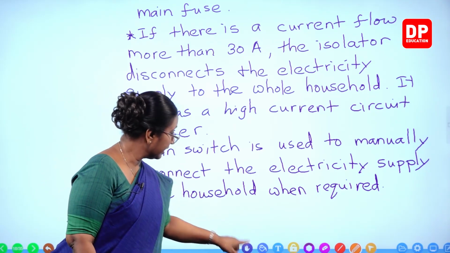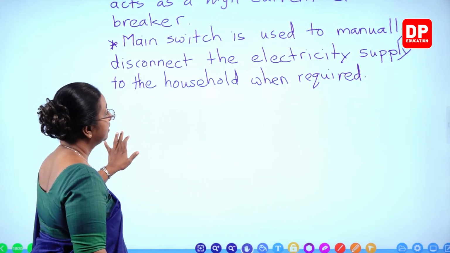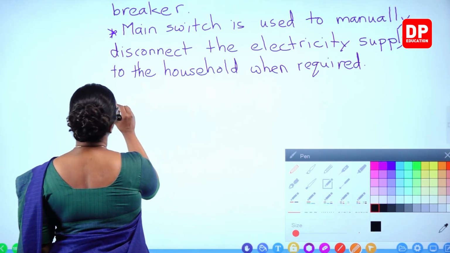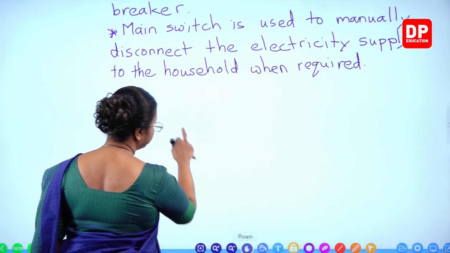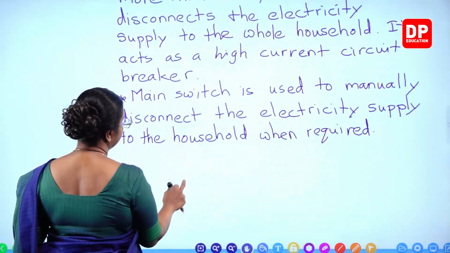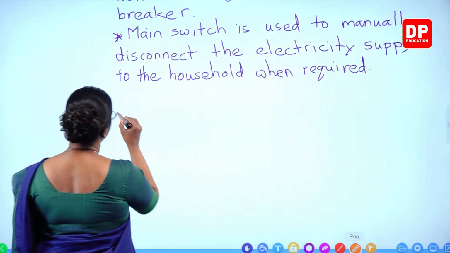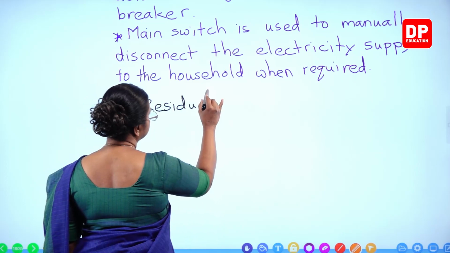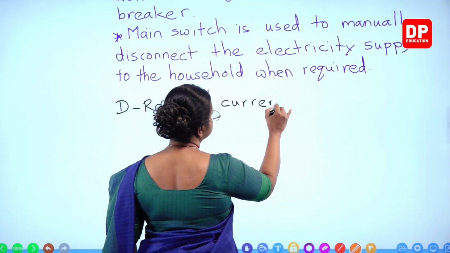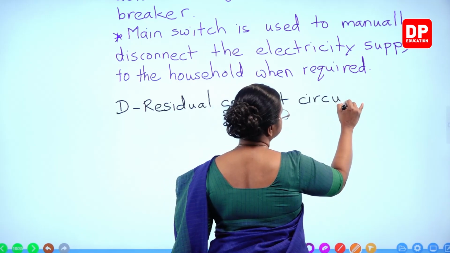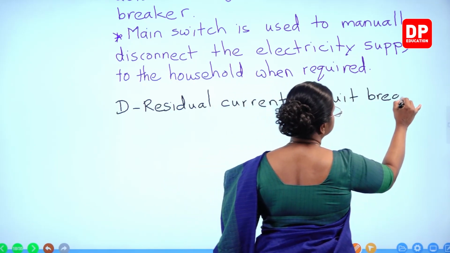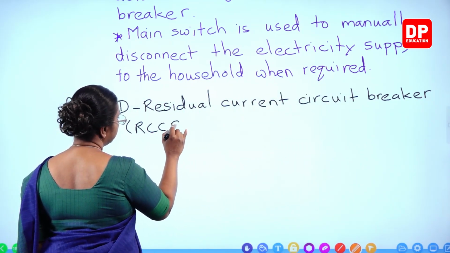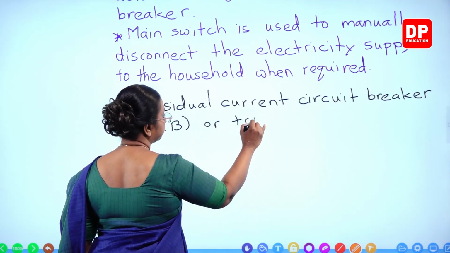You can remember that. Then after the isolator, what do we have? We have the RCCB. This is C, then we have D. D, residual current circuit breaker, that is RCCB or trip switch.